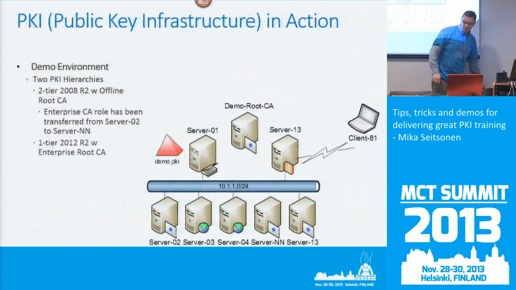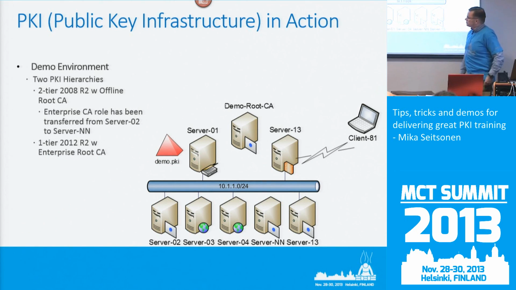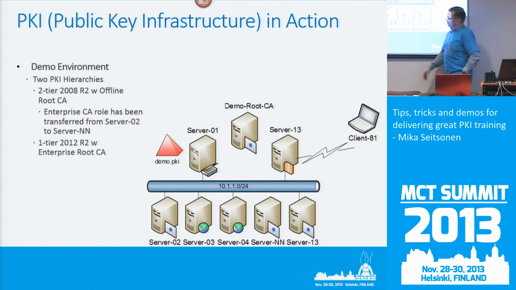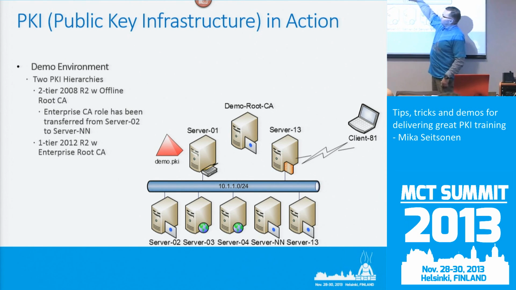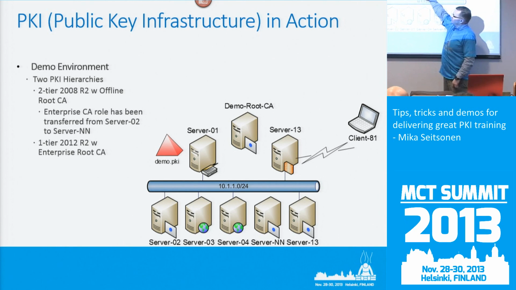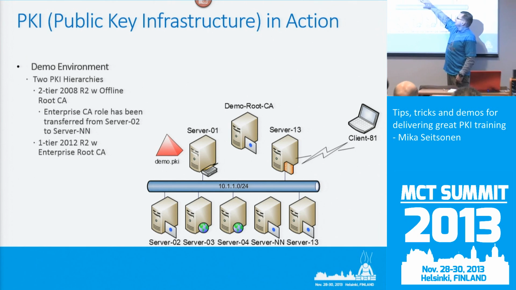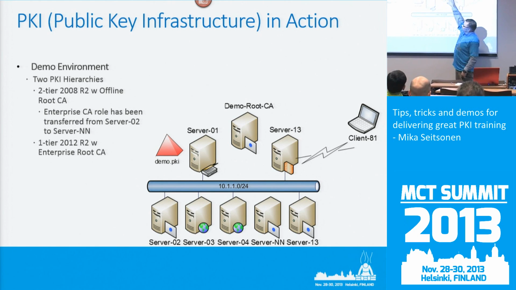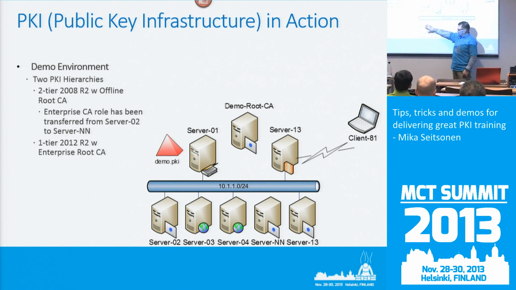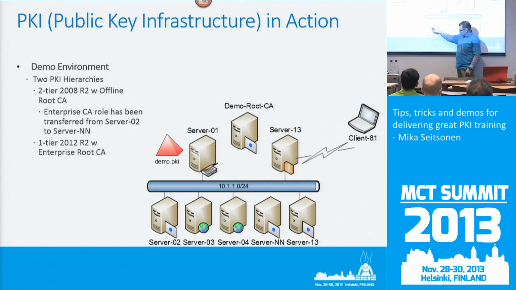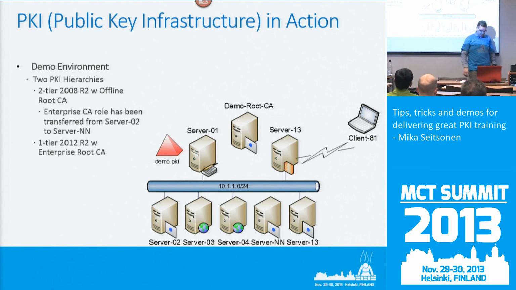So our demo environment today has a lot of servers, and why it has so many servers is because it is the end result of the course. So during the course, we actually implement the two-tier PKI hierarchy, so that there is a domain controller, obviously, and then there is an offline root CA, and then an enterprise CA that actually is being implemented into this server 2.